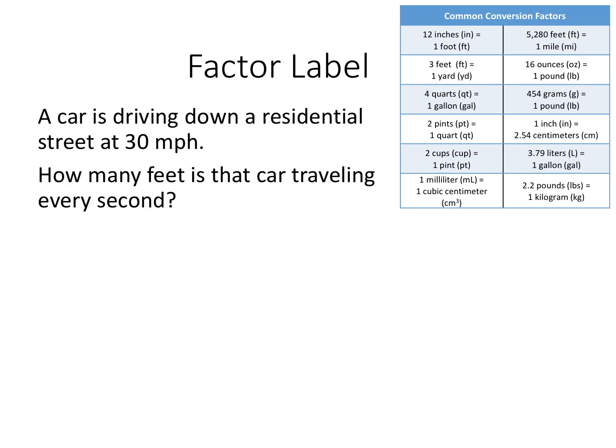Okay, it looks like I have one more factor label problem here. A car is driving down a residential street at 30 miles an hour. How many feet is that in car traveling every second? So 30 miles per hour.